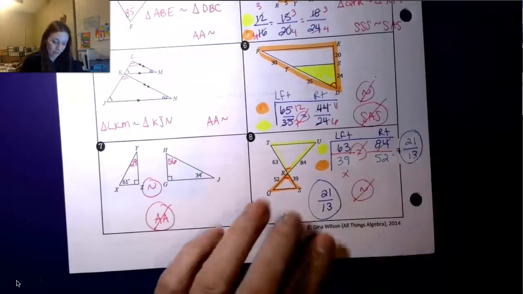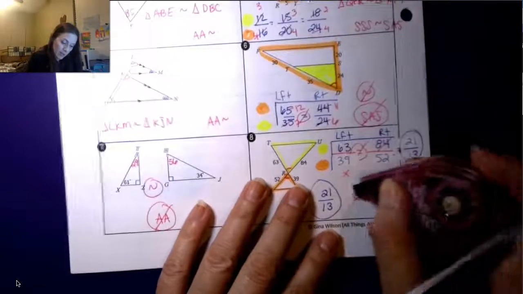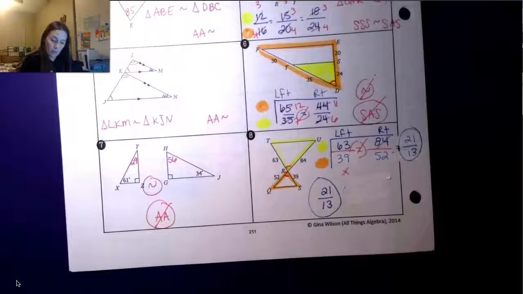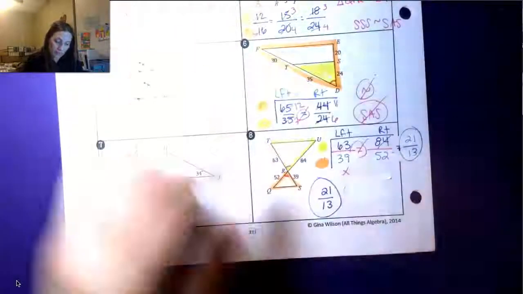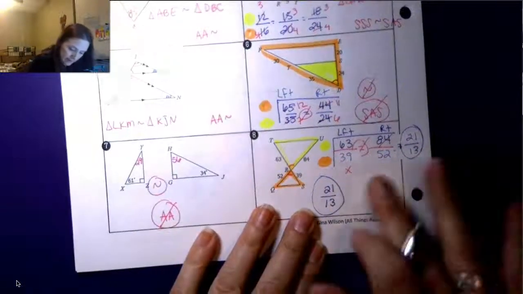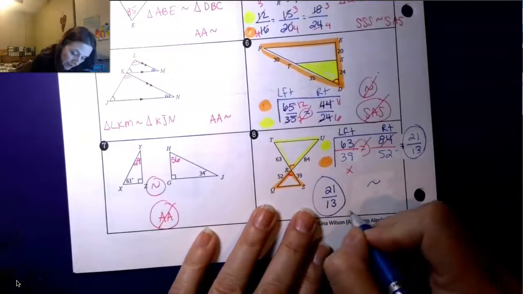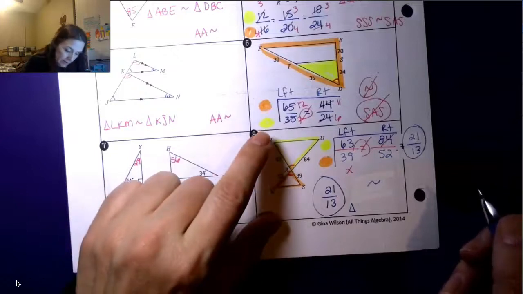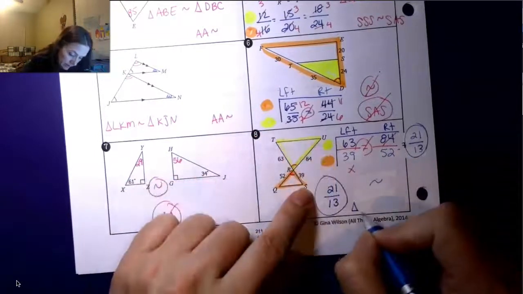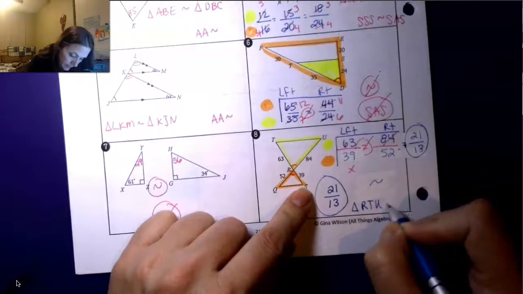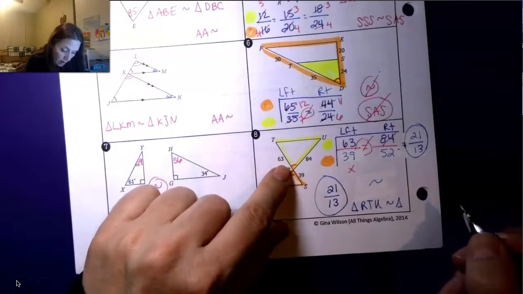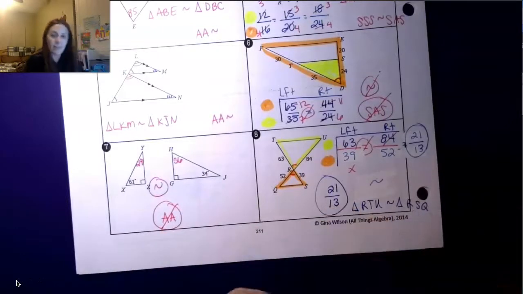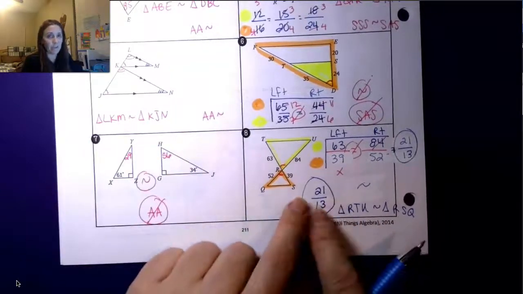This is similar. This one does work. You just have to make sure to put together the corresponding sides because the triangle flipped. So yes, this is similar. And if I'm going to state my order, my triangle similarity, I could say RTU similar to triangle RSQ. That's how you need to look at that one. That's a tricky one. Good luck.